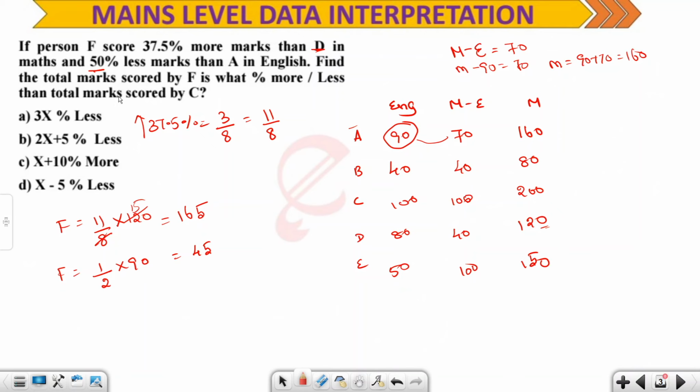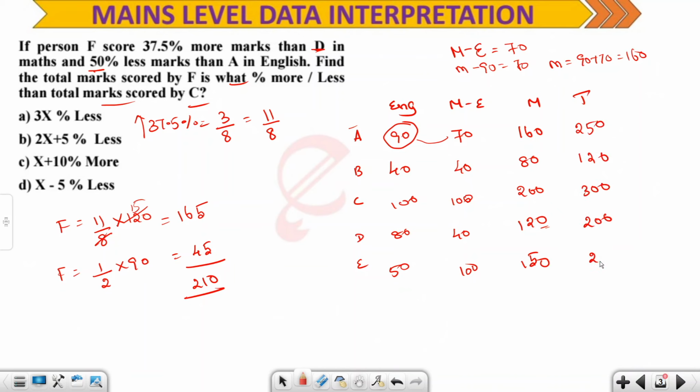Now, find the total marks scored by F. What is the total marks scored by F? 210. Is what percentage more or less than total marks scored by C? Okay, what is the total marks here? So 160 plus 90, which is nothing but 250. Here it is 120. Here it is 300.